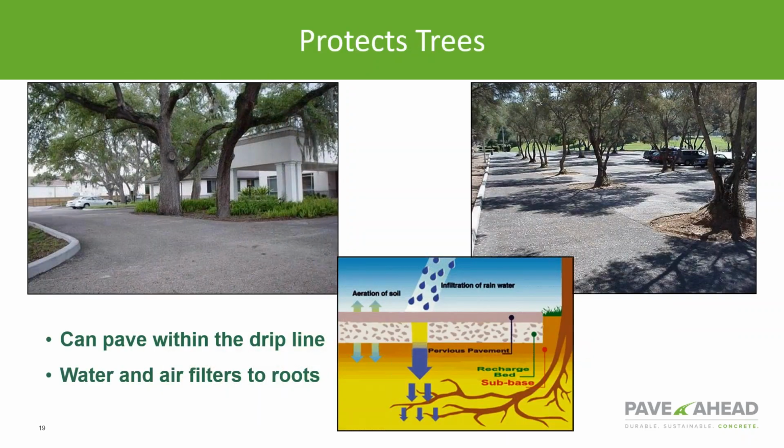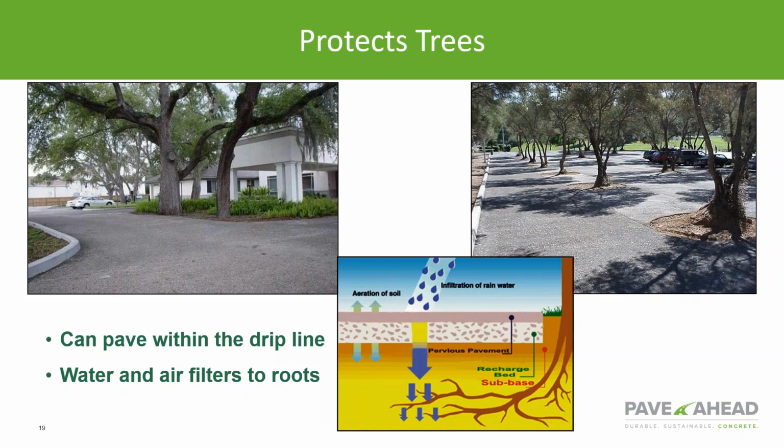You'll also find that when you use pervious concrete, because it is an open graded mix that allows air and water to travel through the pavement, you can save trees. You will not have the tree roots dying because air and water will get to the roots. And in fact, if you've ever seen trees pop up the pavement, an impervious pavement, it's doing that because those roots are looking for air and water. But with a pervious concrete system, air and water will get to the roots. So the roots will not come to the surface. It will not pop your pavement up.